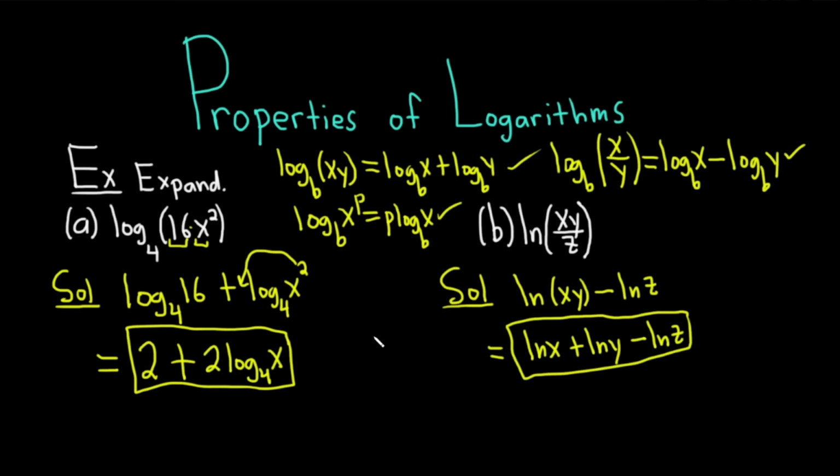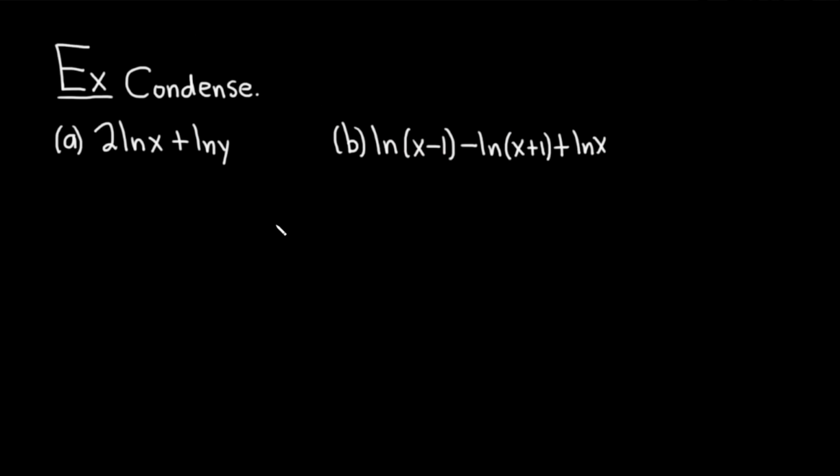Let's go ahead and go backwards. Given something like what we have here in our answers, we're going to try to come up with the actual question. We're going to do the opposite of expanding, which is condensing. Let's do these examples of condensing. So in part A, we have 2 times the natural log of x plus the natural log of y. Let's work through it. Solution.